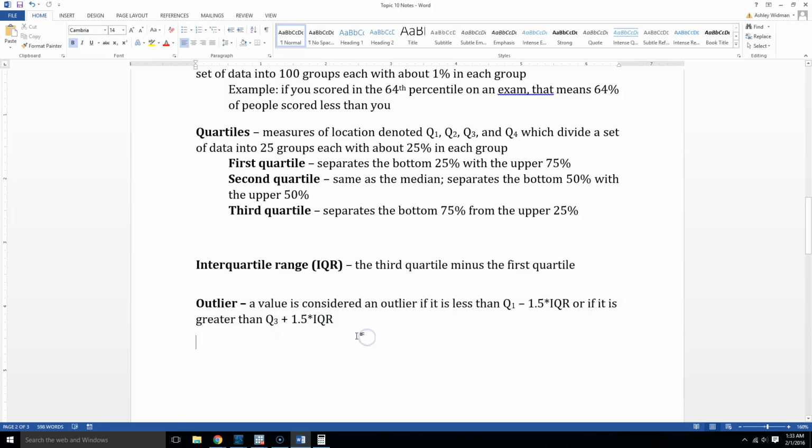So an outlier is a value that is less than Q1 minus 1.5 times the IQR, which seems like a mouthful, but it's not too bad when we look at an example. Or if it's greater than the third quartile plus 1.5 times the IQR. So it bears a lot of similarities to the range rule of thumb, but it's slightly different in that it's not using the mean and standard deviation. It's using quartiles instead.